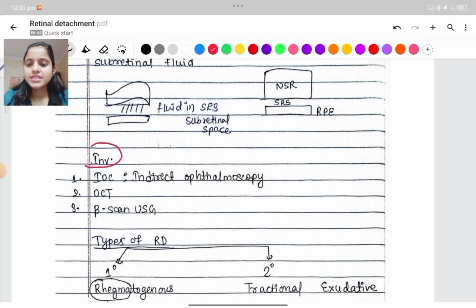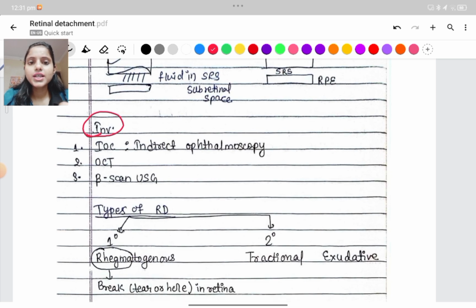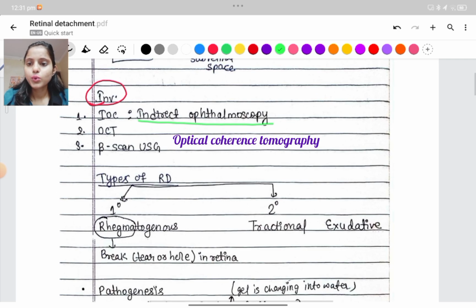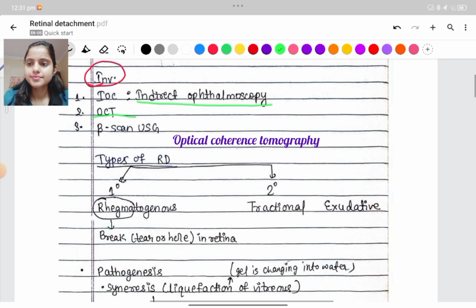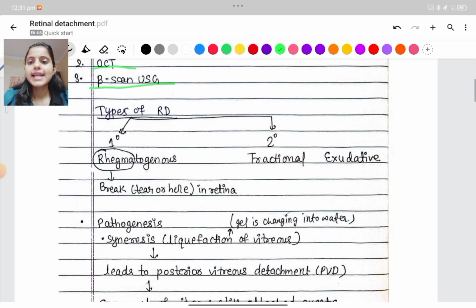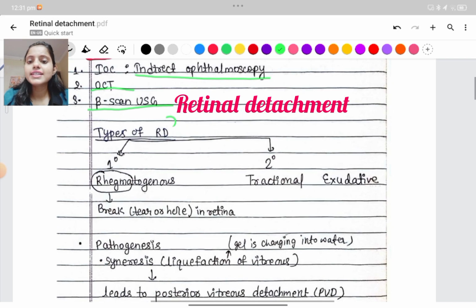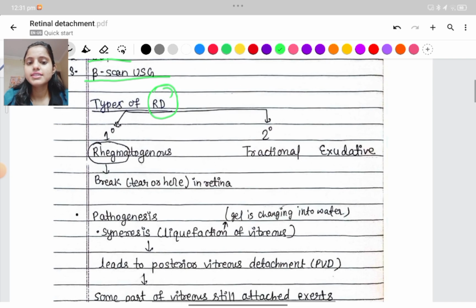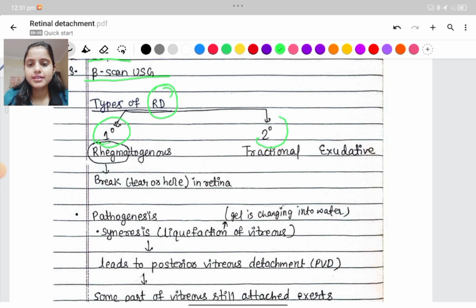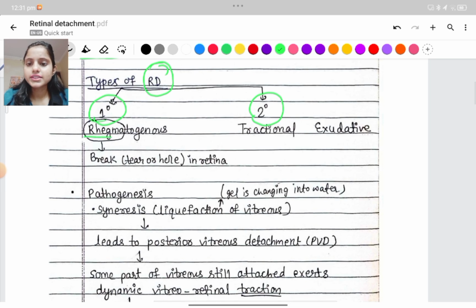For the investigation, we need to do indirect ophthalmoscopy, OCT, and B-scan USG. The types of retinal detachment are primary and secondary: rhegmatogenous, tractional, and exudative.